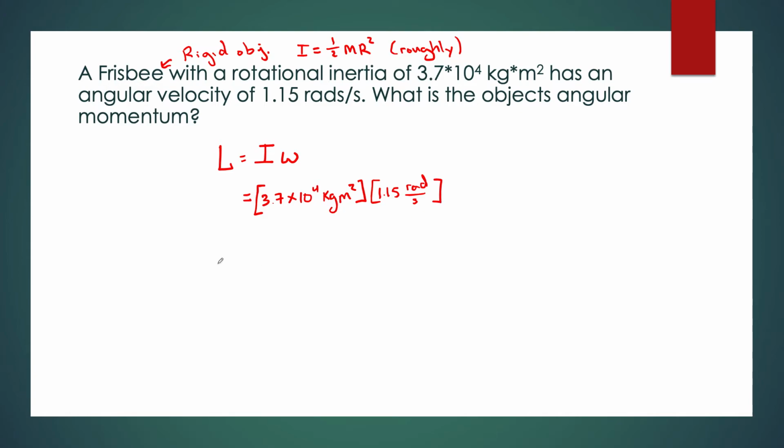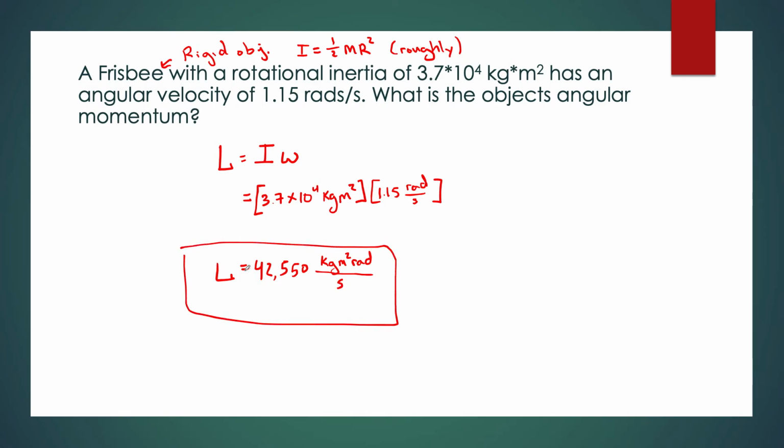So you can just take a second and go ahead and give this a try. And what you should see is your angular momentum should come out to 42,550 kilogram meter squared rads per second. All right, so we can move on to our next one.